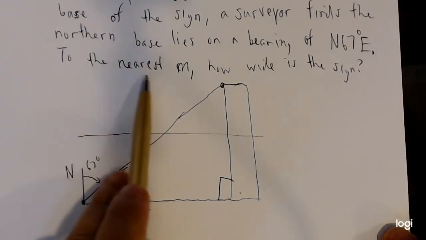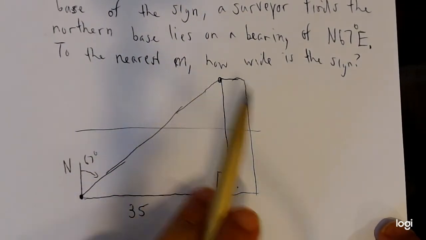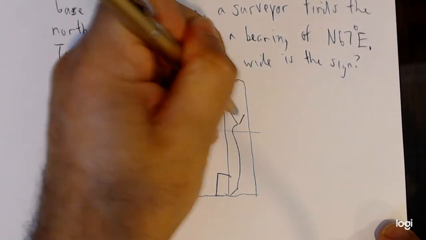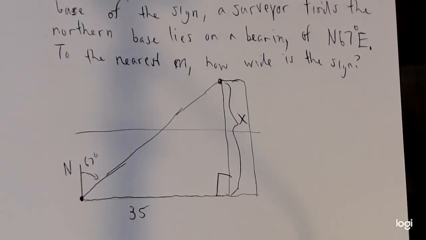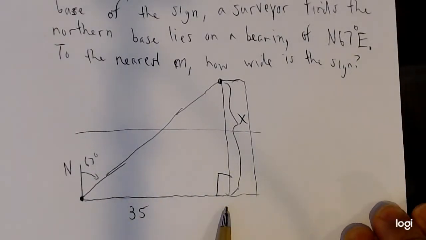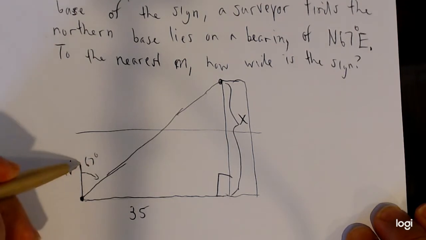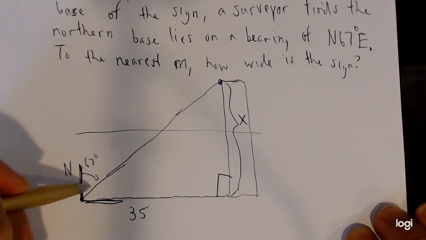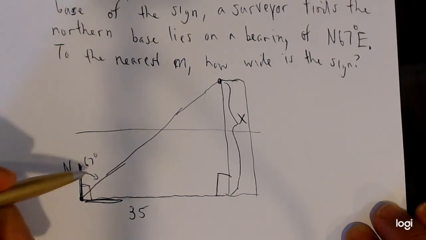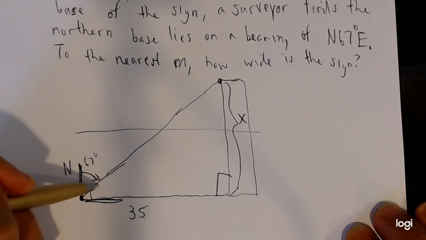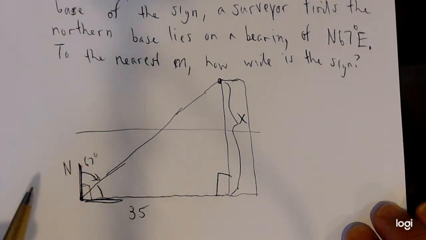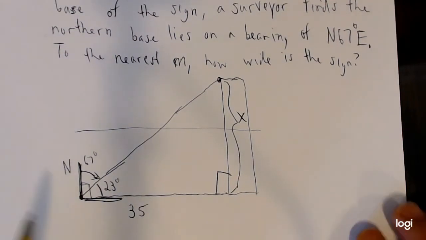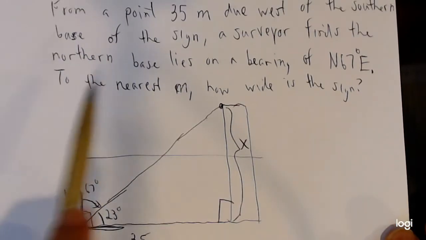Now they're saying to the nearest meter, how wide is the sign? So we want to find that length. So let's call that x, okay? So notice how I have this information. Oh, and here's something else. If this is north and this is west, north and west always form together to make a 90-degree angle. So if this is 67 degrees, then this small angle that's inside of that right triangle has to be 23 degrees.